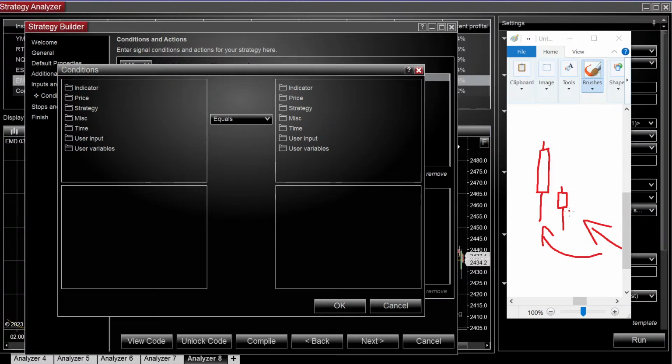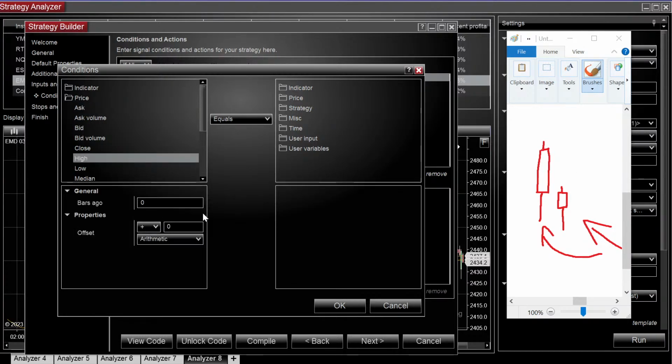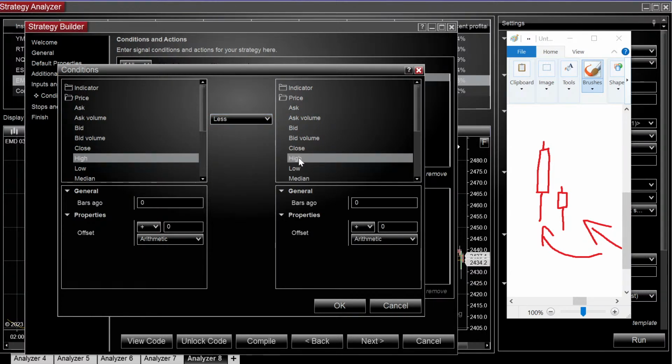So we're going to be looking at this candle, comparing it to the previous one. The first thing we can do is look at the high, okay? We know that the high is less than a previous high. So let's do price high is less than price high 1 bar ago, okay? So price high, the current bar, is less than the high 1 bar ago.